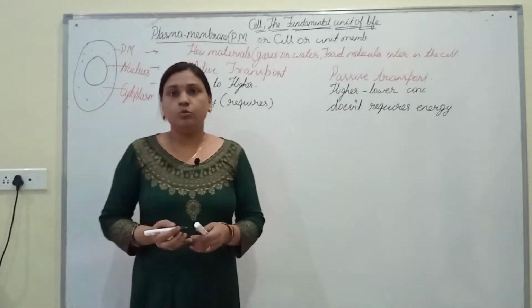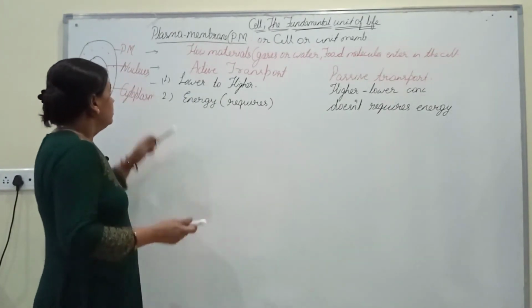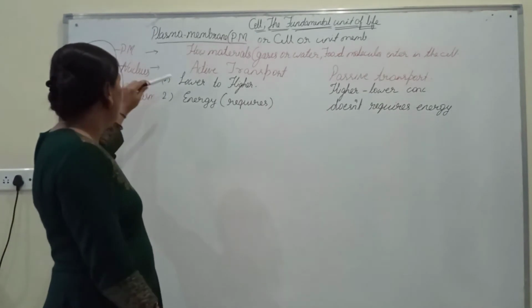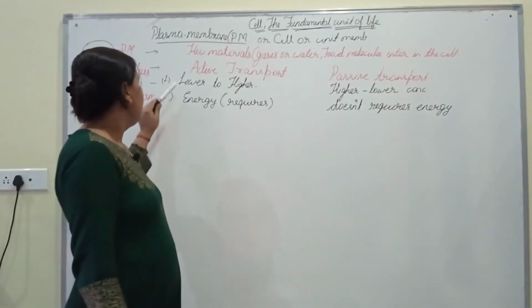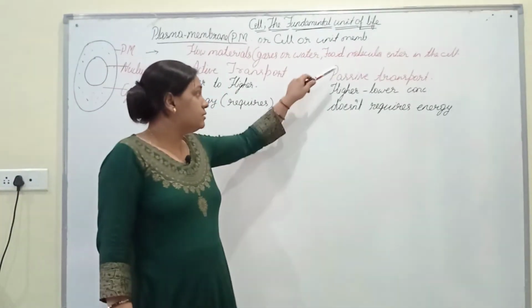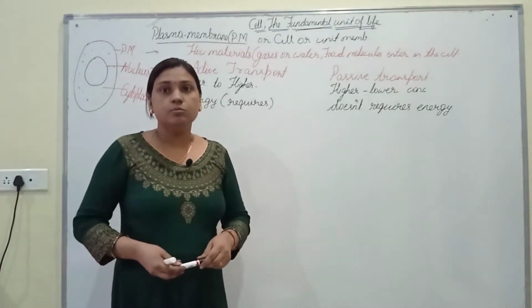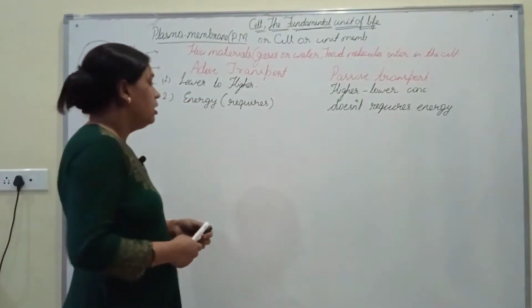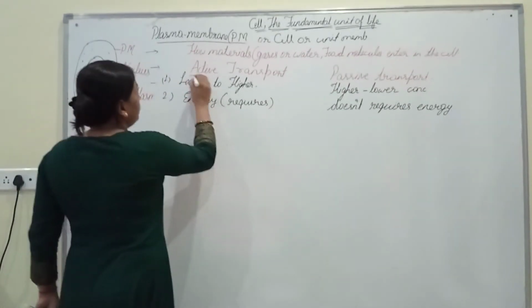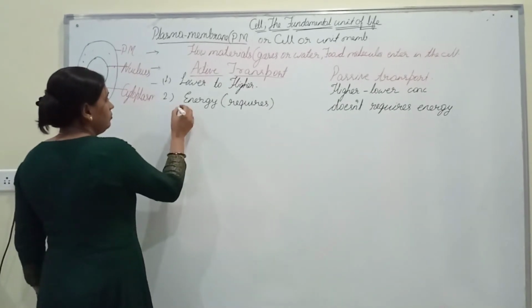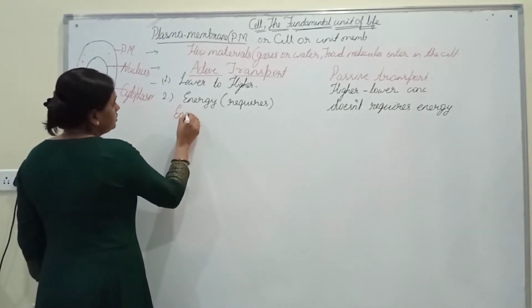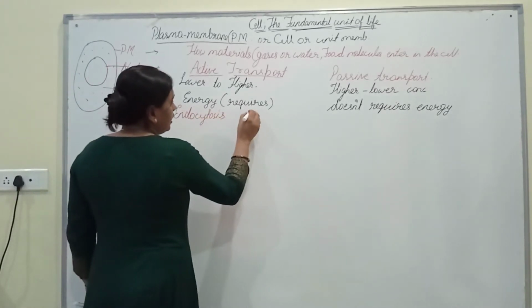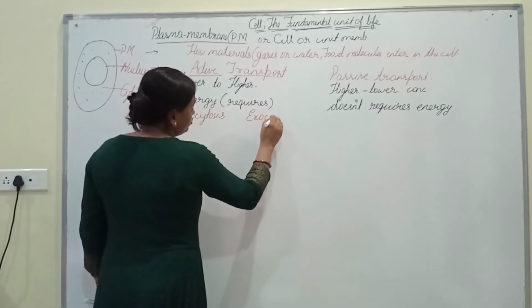In active transport, we saw that the substances move from lower to higher concentration of the region, and it also requires energy, while in passive transport substances move from higher to lower concentration and it doesn't require energy. Again, this active transport is of two types. One is endocytosis, and the other is exocytosis.